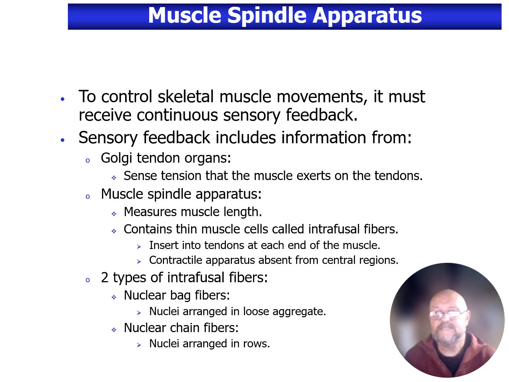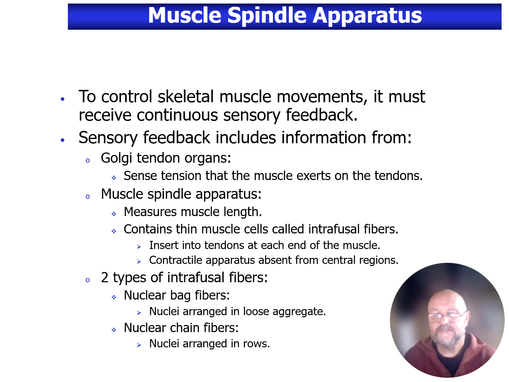So the information is sent back from the tendons through the Golgi tendon organ. This is embedded into the tendon itself and is telling the brain how much tension there is on the tendon. Now this obviously is important because too much tension on a tendon could cause the tendon to break, and that's a serious injury.